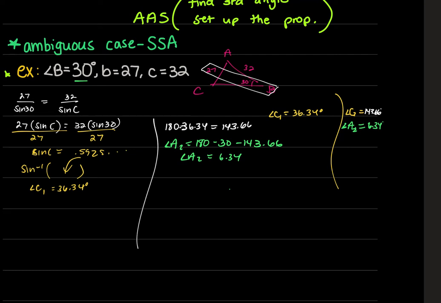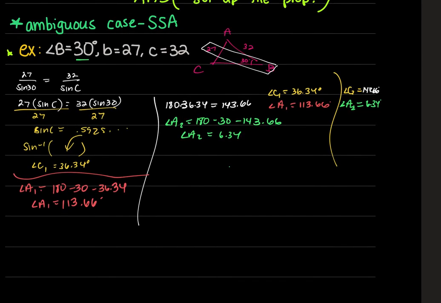I'm going to go back and finish the first one and then make sure I come back in here to finish this one. So the last angle on the first triangle is my A1. I'm going to do A1 equals 180 minus the 30 degrees I was given at the beginning minus the 36.34 I found from my first angle. And I get angle A1 is 113.66.